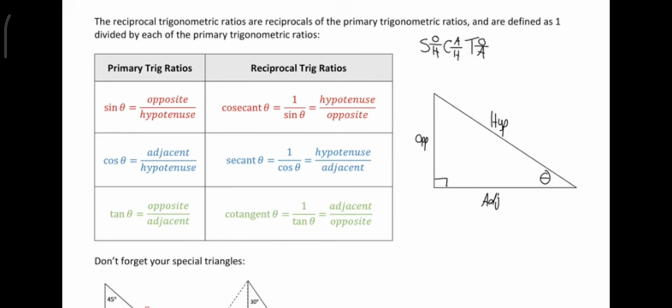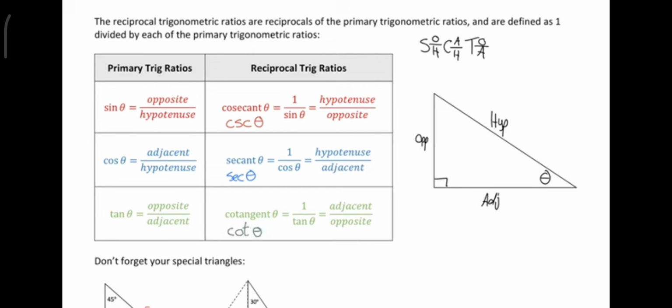The reciprocal trig ratios are called cosecant, secant, and cotangent. Now, they each have short forms. The short form of cosecant is CSC. The short form of secant is SEC. And the short form of cotangent is COT.